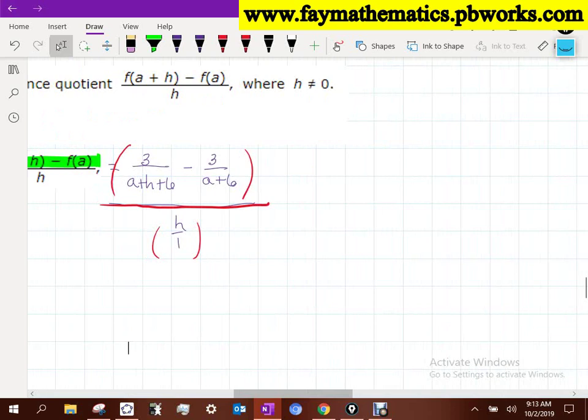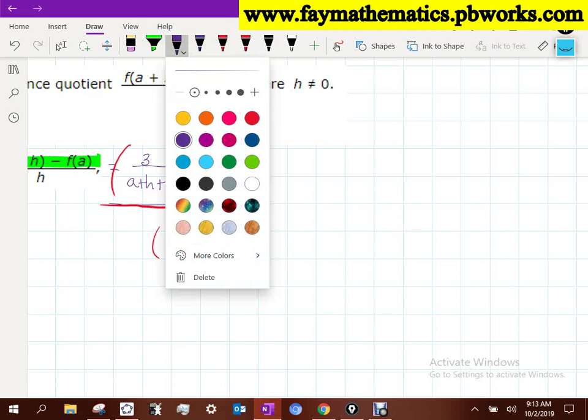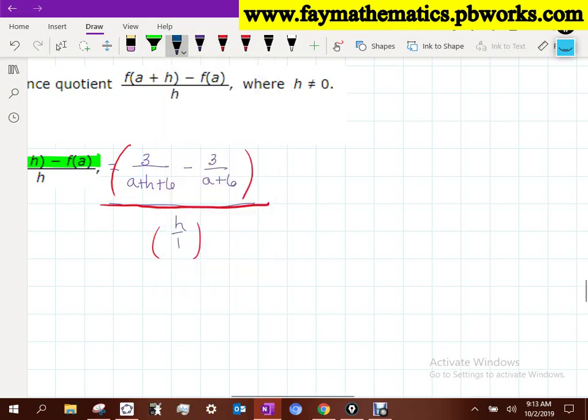And I want to actually combine that into one fraction. If I'm going to divide a fraction by a fraction, it makes sense for that top one to be an individual fraction. So if I'm going to combine those, what do I need? Common denominator. And that common denominator is going to be a plus h plus 6 times a plus 6, right? So I need to multiply this left-hand side by a plus 6 over a plus 6. And this one I need to multiply by a plus h plus 6 over a plus h plus 6. And if I do that correctly, I should get 3a plus 18. That's when I multiply this one over here.